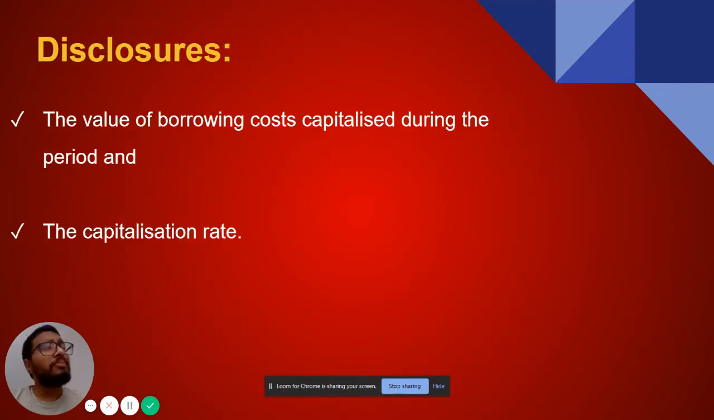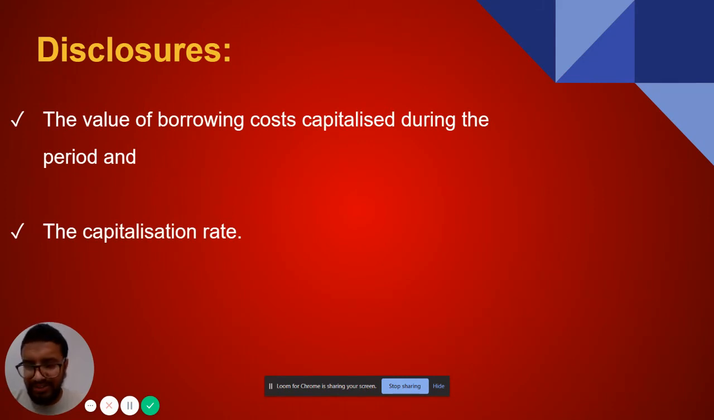So lastly, but not the least, as an investor, when we are providing them with useful information, right? As an investor or lender or any other creditors, any potential ones as well. Whenever we are talking about investors, we need to talk about current and potential investors, lenders, and other creditors. Lenders is your bank, and your other creditors are vendors and all, right? So you need to provide them the financial information, and within that financial information you will need to provide the disclosures such as the value of borrowing cost being capitalized during that period.